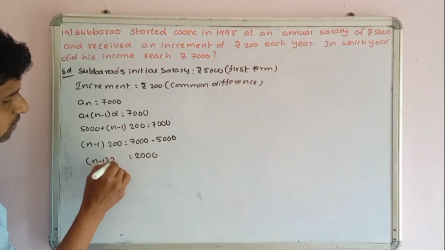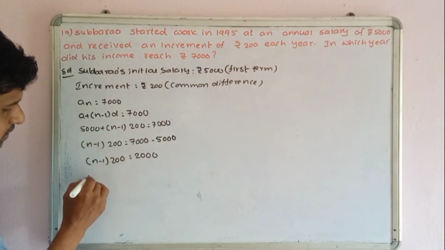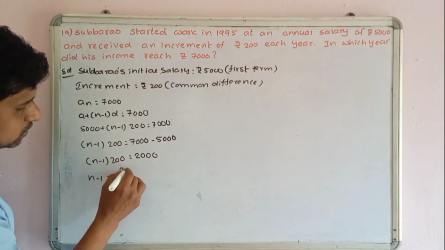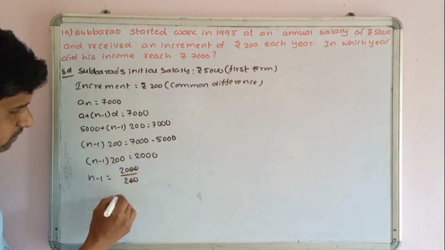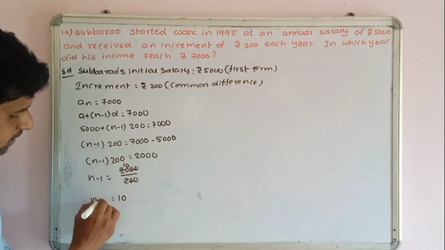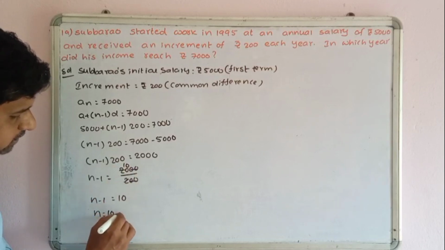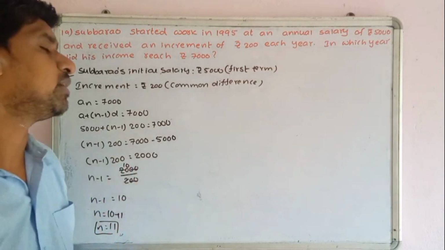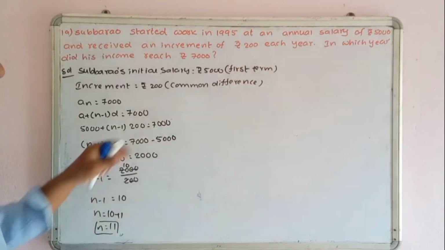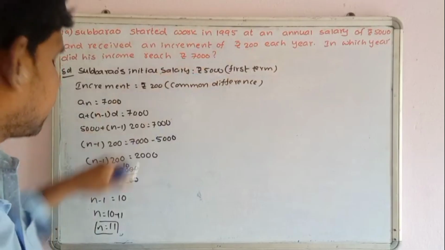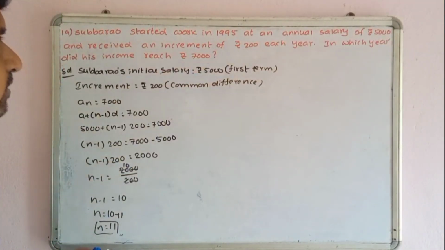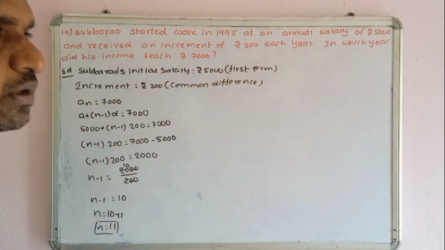N minus 1 into 200 equals to 2,000. So N minus 1 equals to 2,000 by 200. So zeros cancel. So 2 how many times? 10 times. N minus 1 equals to 10. N equals to 10 plus 1. That is 11. N equals to 11. Okay. See, in the first year 1995, his salary is 5,000. So nth year means starting from 1995 to 11 years.